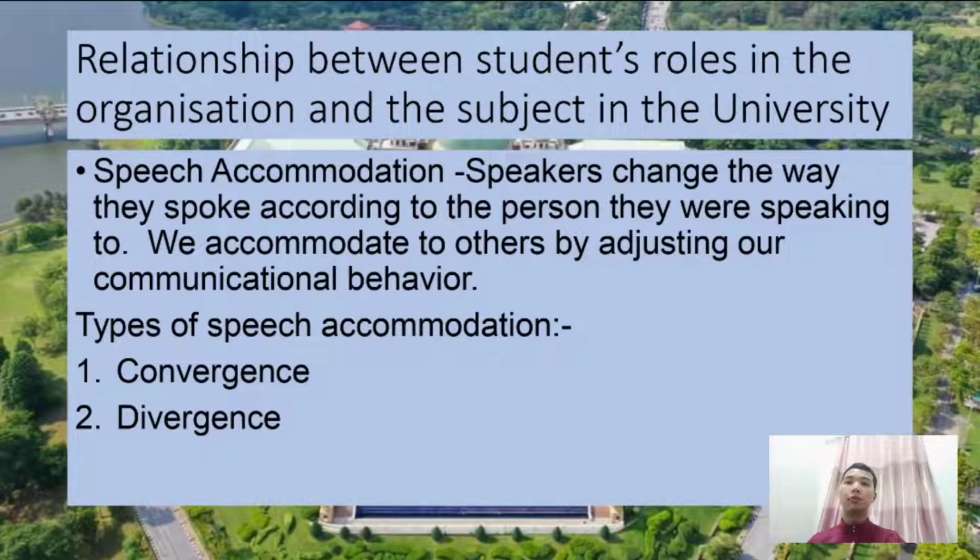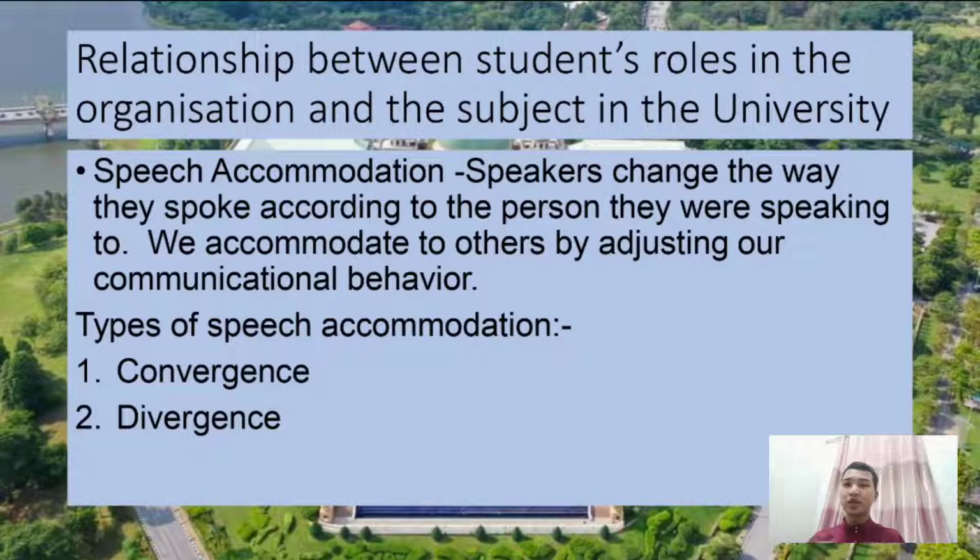Now, what are the courses at the university that contribute to the implementation of the industrial training here? There are some things that have been taught at the university that I can apply while undergoing industrial training in this organization. Firstly, since I deal a lot with certain parties in reaching a consensus in terms of negotiations, I have applied the concept of speech accommodation.